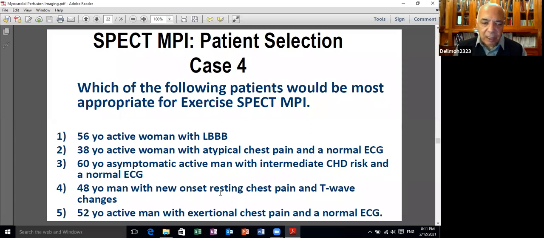So the correct answer is the last one, which is a 52-year-old active man with exertional chest pain. This is an intermediate to high pretest probability of having ischemic heart disease. So this is the correct answer for patient selection for SPECT MPI.